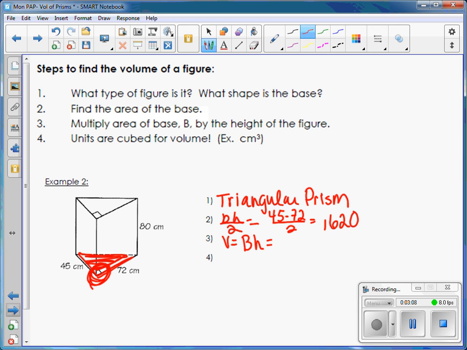So again, I'm going to do volume equals base times height. My big B was 1620. The height of that prism, not the height of the triangle, the height of the prism is 80. And so when I multiply those 2 values together, I get 129,600, and that is centimeters cubed.